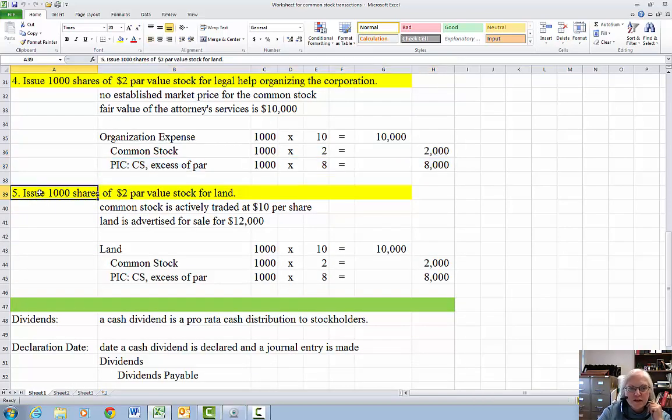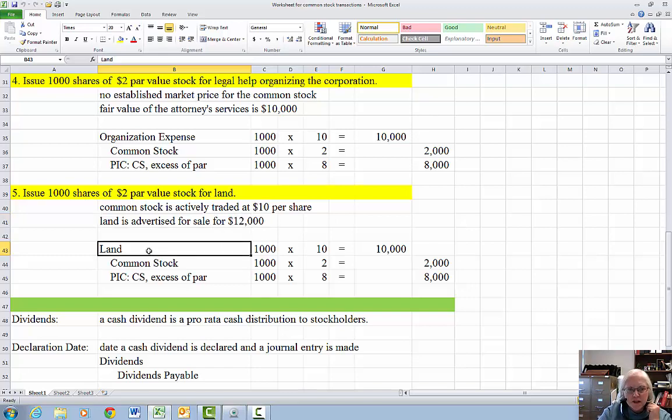Okay, so let's receive an asset this time. We're going to get land for 1,000 shares of the $2 par common stock. And now we're going to say that the common stock is actively traded at $10 per share, and the land is advertised for sale for $12,000. So that's what the owner wants to get, but he's cushioned it a bit because he knows he's not going to get $12,000 for it, and he's going to have to negotiate some and come down on the price a bit. So that's why it's a little bit overvalued there.